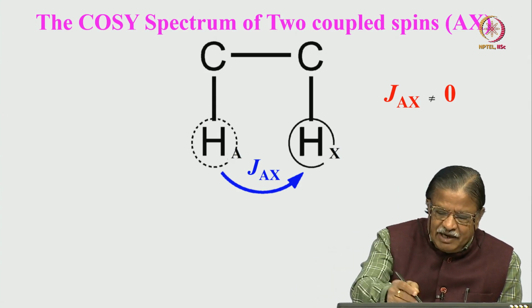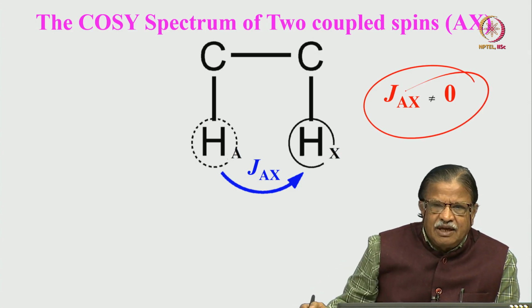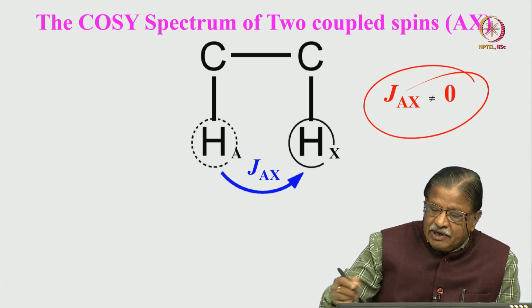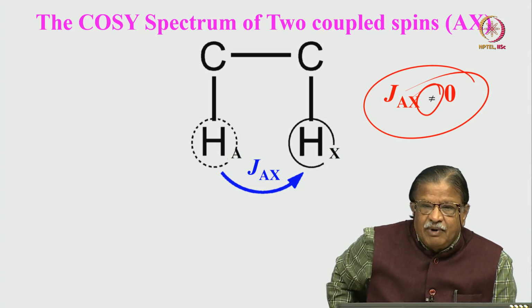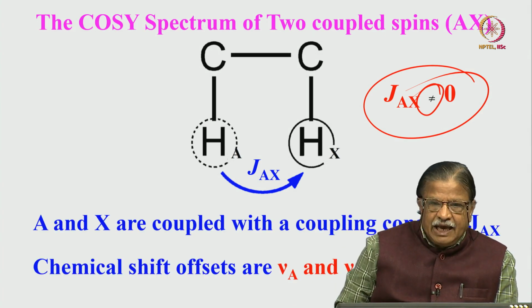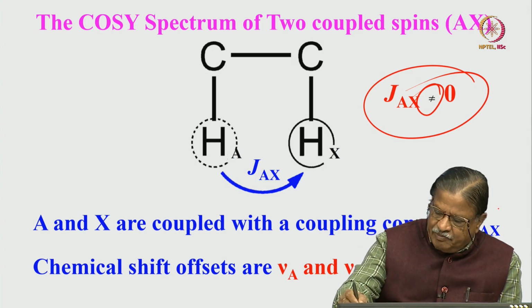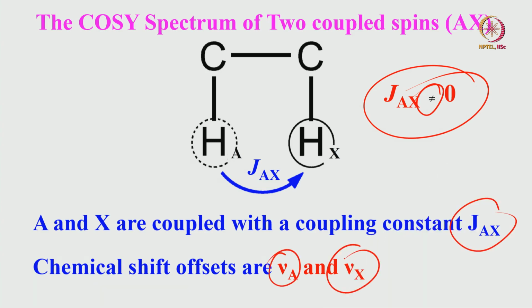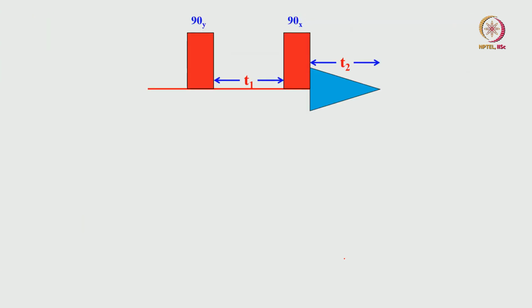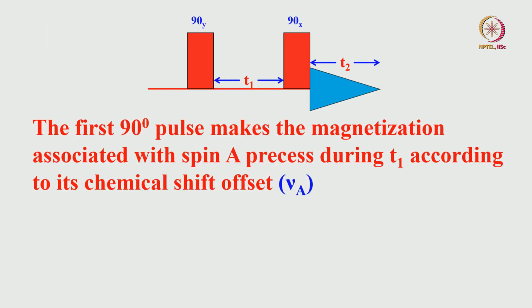What happens in the same example? Earlier J_AX was set to 0, but now I make it non-zero. Let us see what happens if it is non-zero. A and X are coupled with a coupling constant J, and I have the chemical shifts nu A and nu X. We will understand what is happening with the pulse sequence. First, the 90-degree pulse makes the magnetization associated with spin A. I will talk about only one spin right now, spin A. What happens to spin X? It should be identical because the interactions in NMR are mutual. We will understand what is happening to spin A.